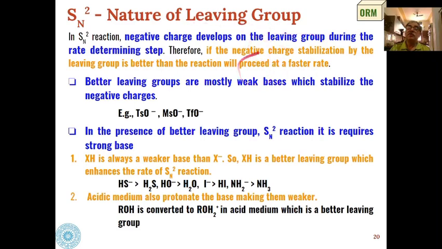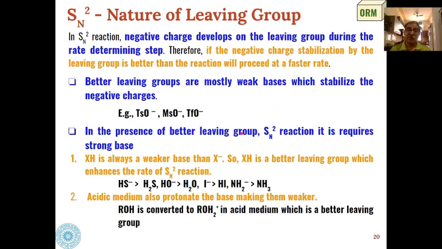So these are some of the leaving groups and their stabilization. Better leaving groups are mostly weak bases, which will stabilize the negative charge. So tosylate, mesylate, or triflates are very effective leaving groups, because they can very easily leave the substrate. If they can leave very easily, that means the rate of the reaction will be faster for an SN2 type of reaction.